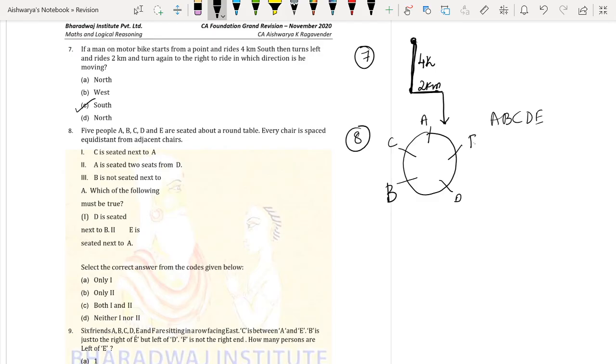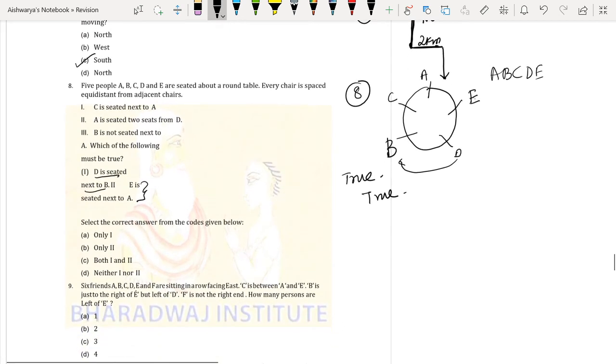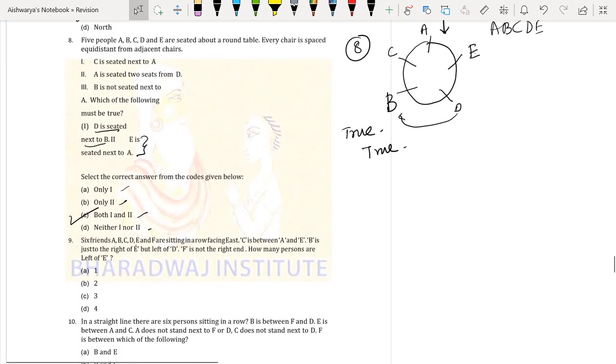So here who must be seated? E must be seated. Which of the following is true? The first one is D is seated next to B. Is this true? True. E is seated next to A. Is it true? True. Yes, ma'am. So select which of the following is correct. Only 1 is true, only 2 is true, both 1 and 2, neither 1 nor 2. So answer is option C, both 1 and 2, ma'am. Both are true. Okay. Next, let us go to question number 9.